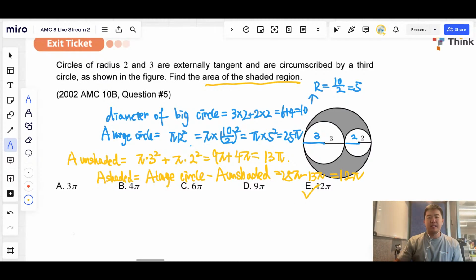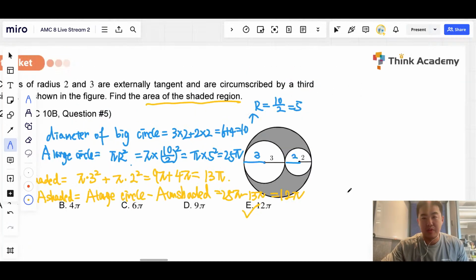So this is a very classic problem asking to find the shaded region. So the general flow of thinking is always to try to find the total area, exclude all the parts that are unshaded, then we should get the area of the shaded region. So that's for the exit ticket.